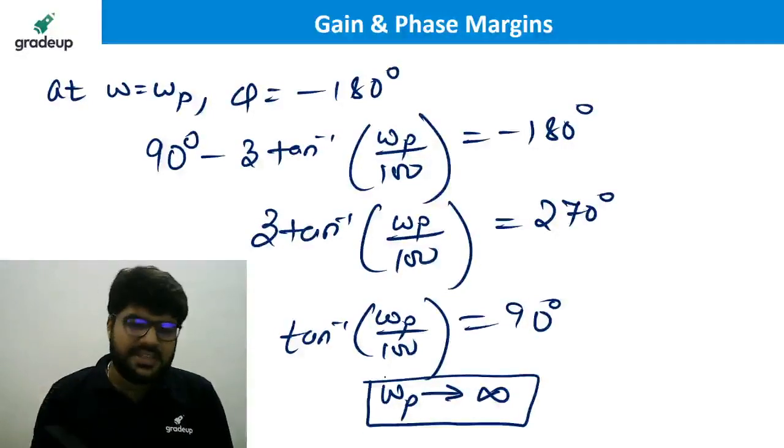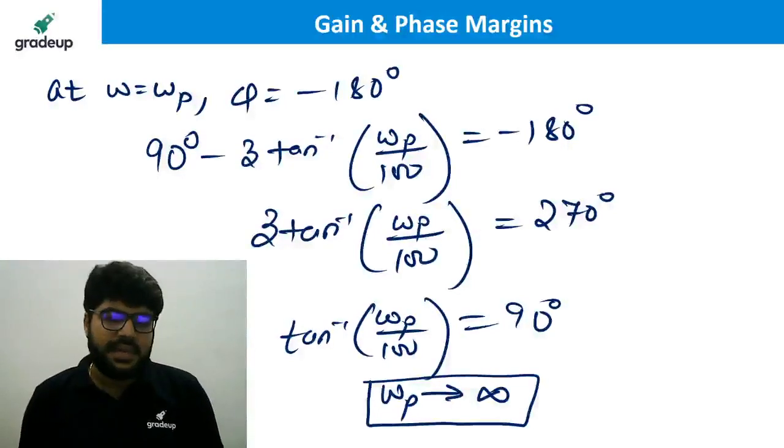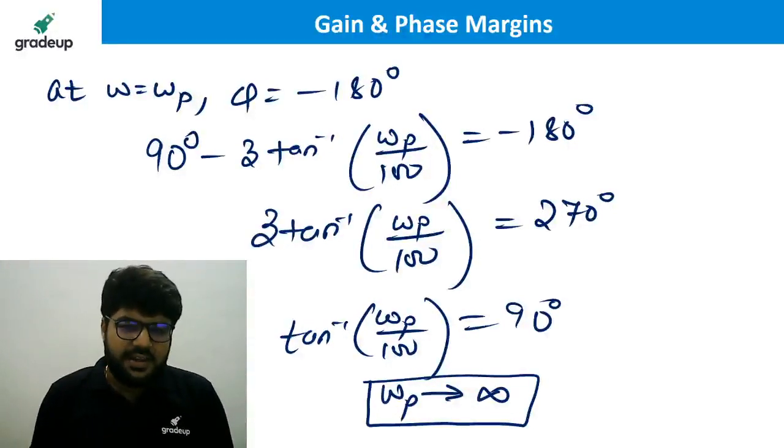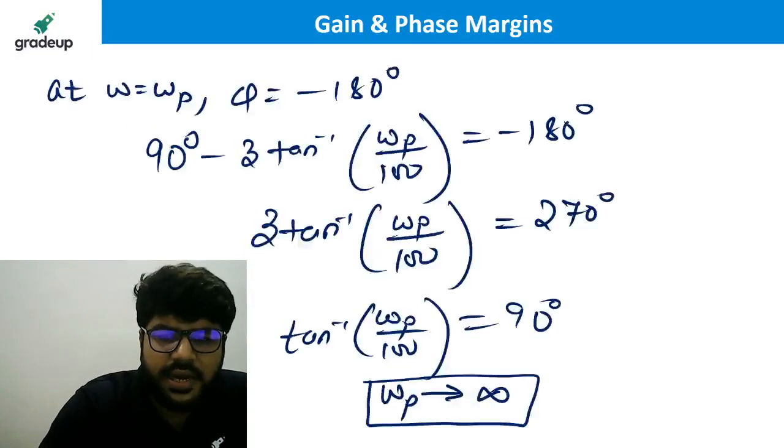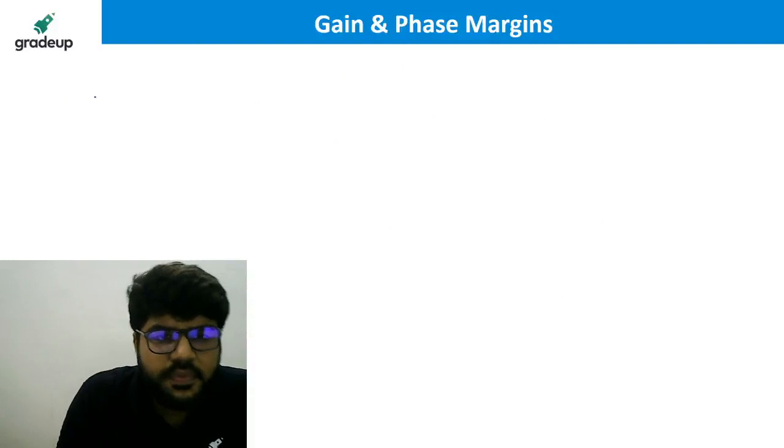This is a special point which I will mention, but let me complete normally. ω_p is undefined here, so there is no finite phase crossover frequency. Now let us go with the regular flow. ω_p tends to infinity.